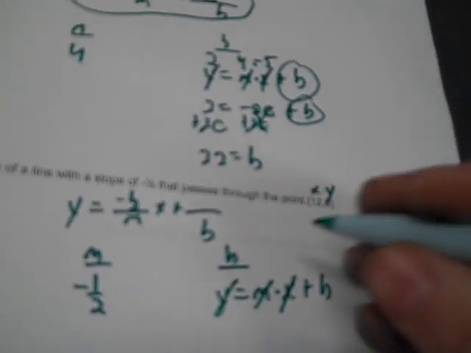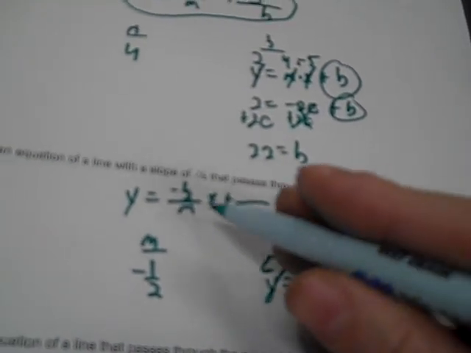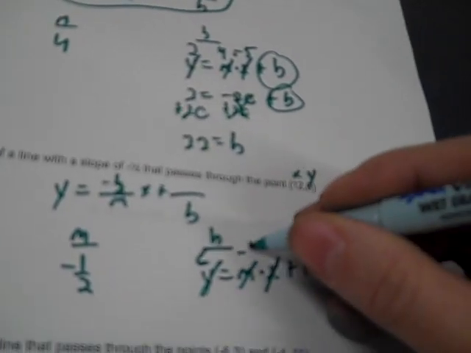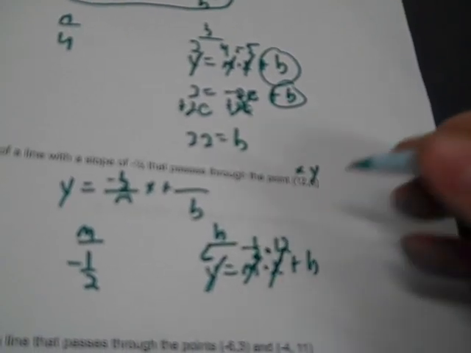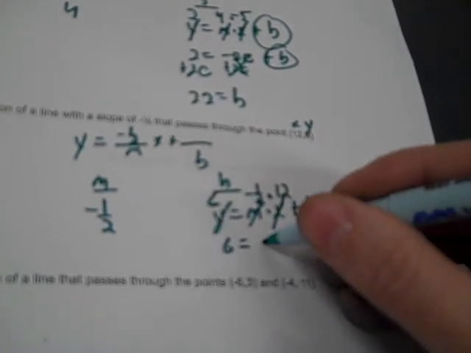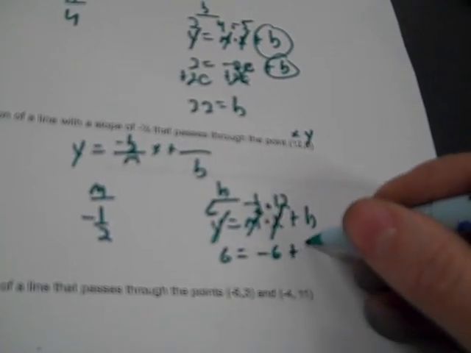Okay, so the y is 6. The m is negative 1/2, so I put negative 1/2 right there. And then my x is 12. So negative 1/2 times 12 is negative 6. So 6 equals negative 6 plus b.